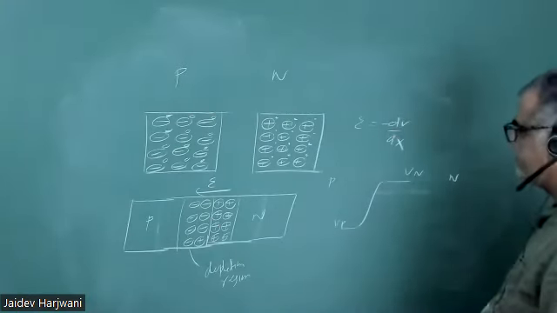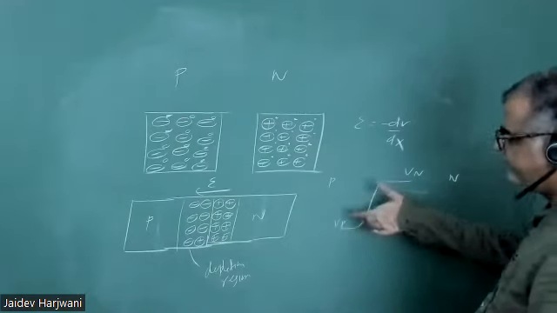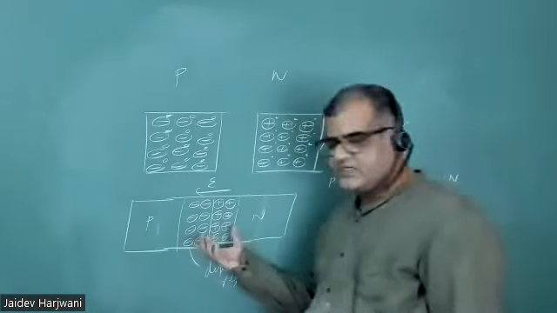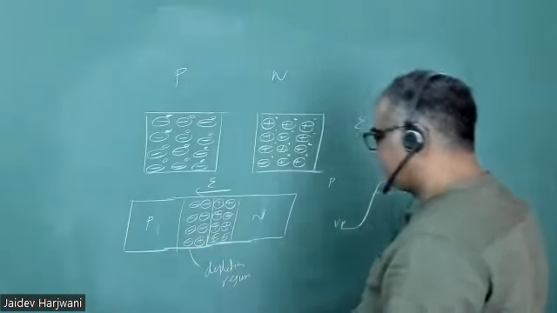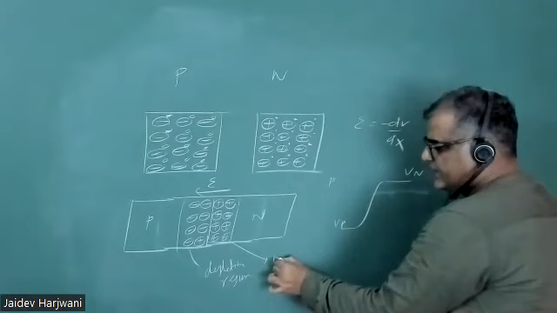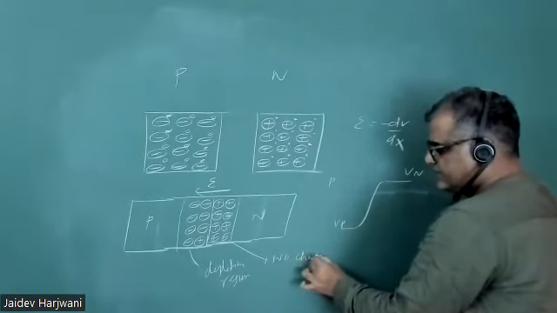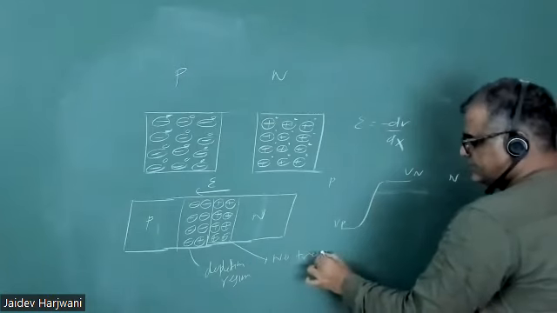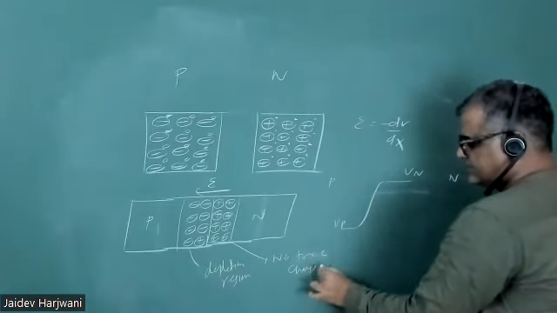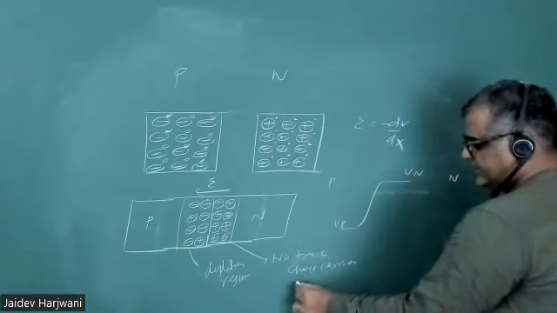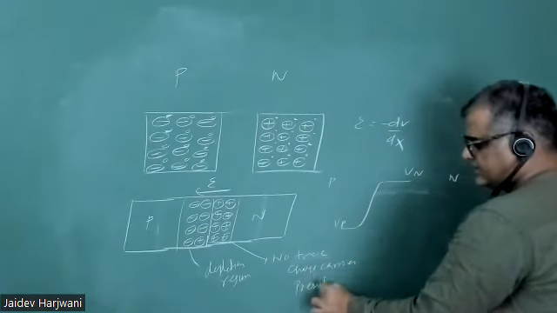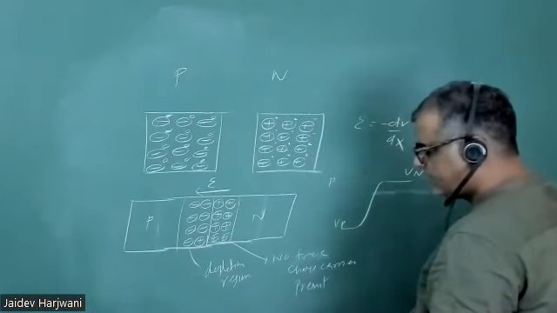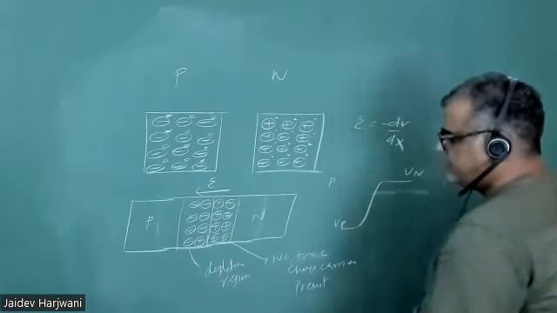Okay, because there is electric field in this depletion region, this depletion region is free of charge carriers. No free charge carriers present in the depletion region. This is one thing. Now second thing is what?